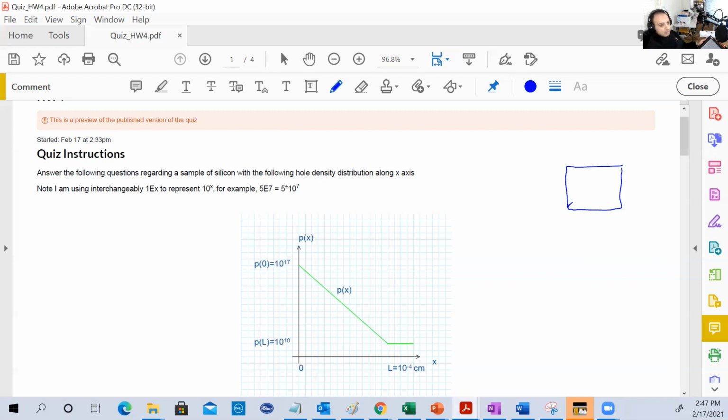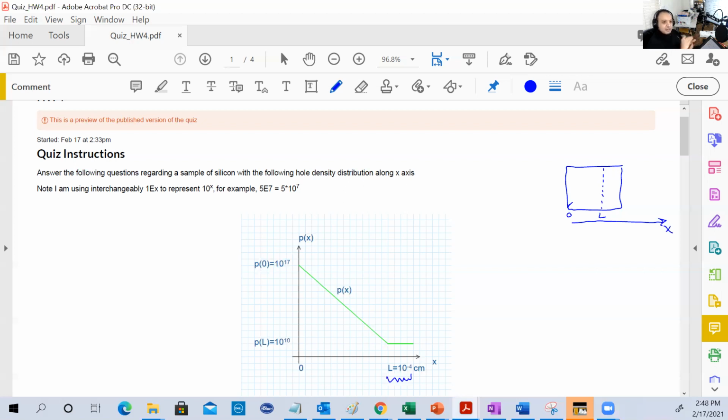A sample of silicon. It has some length, and we are interested in the region from 0 to L. If this is the x-axis, I mean its length is across the x-axis, we are interested in the region from 0 to L. And L here is 10 to the power of minus 4 centimeters, or 100 microns.